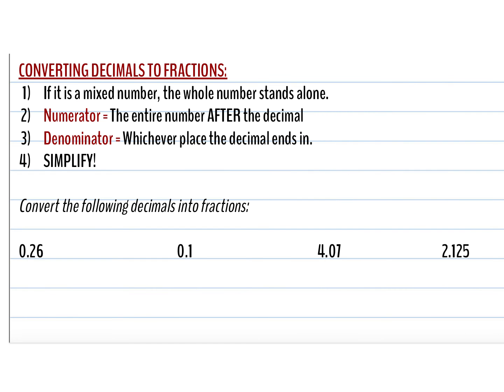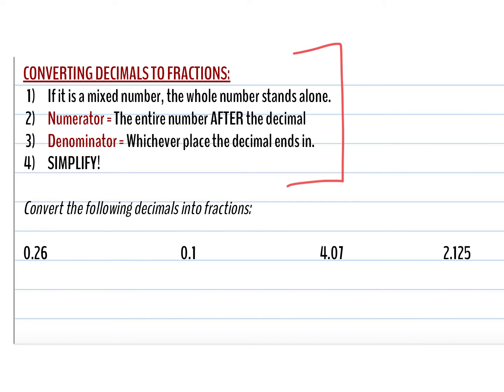All right, I want you to pause and write down the steps here for going the other way now, converting a decimal to a fraction. So step 1, if it's a mixed number, the whole number will stand alone, so anything in front of the decimal turns into your whole number. Step 2, the numerator is whatever you have after the decimal. That now becomes your numerator, and your denominator is whichever place value the decimal ends in, and then we always simplify. So let's try some examples here.